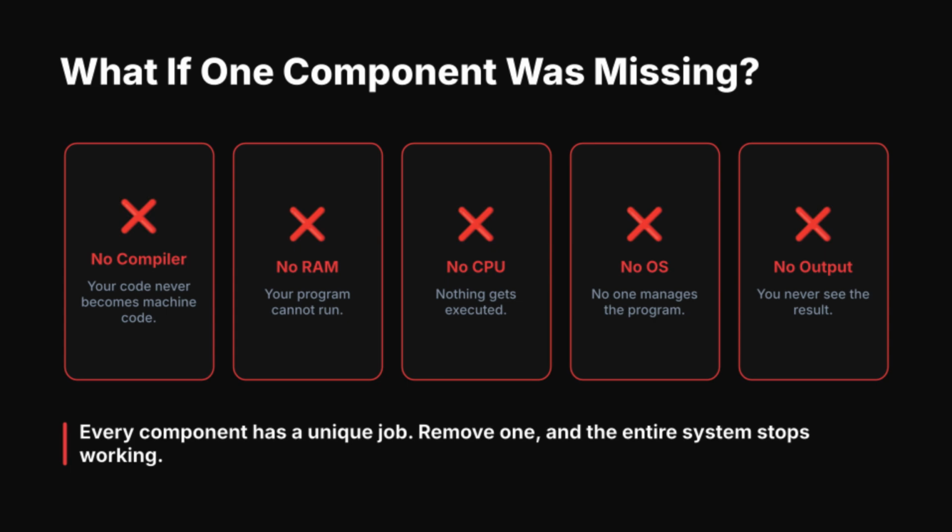Now, let's imagine something. What if we just removed one of those components? No compiler? Your code can never become machine code. No RAM? The CPU has nowhere to load your program. No CPU? Nothing gets executed. No operating system? There's nothing to coordinate the entire process. And even if everything else worked perfectly, without the output, you would never see your result on your screen.